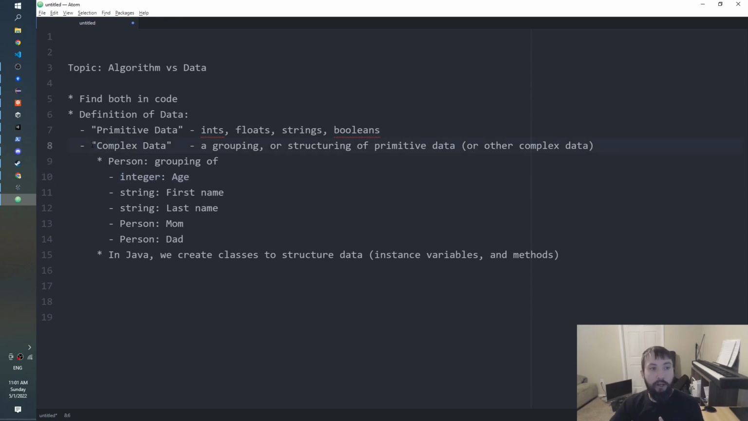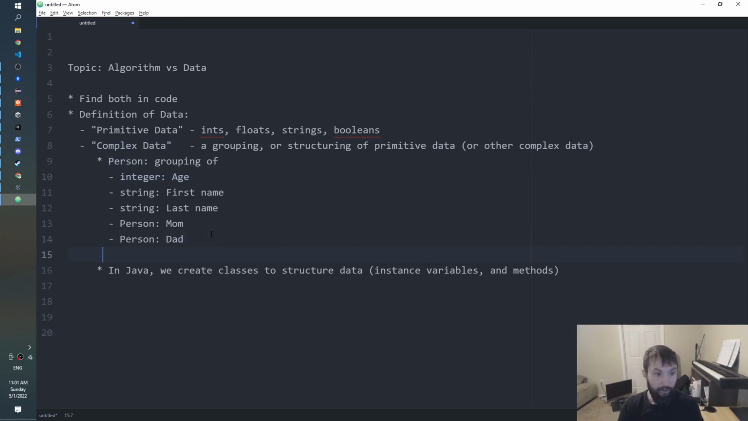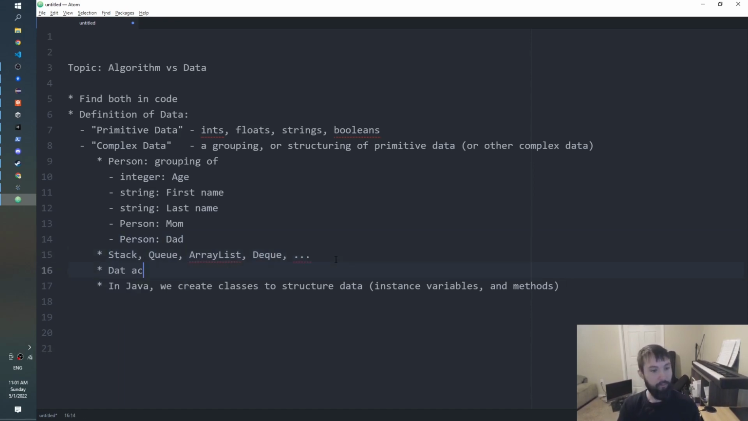So depending on your data, whatever it is you're modeling, whether it's a person or a stack or a queue or an array list or a deck, etc. Whatever it is, it can often change. And the ways that it can change are captured usually in Java by its methods.